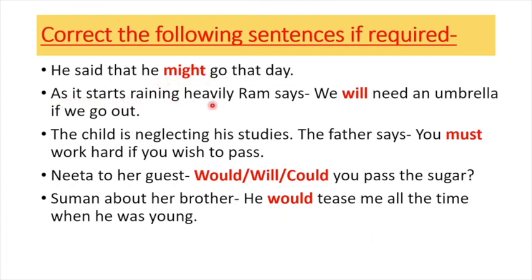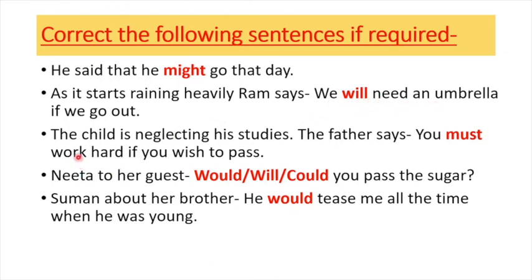As it starts raining heavily, Ram says, we will need an umbrella if we go out. In the question sentence, we had might. Why might? Might denotes that there is little possibility we will need an umbrella. But here it is already raining heavily. So we must talk with certainty and say we will need an umbrella if we go out. It denotes we will certainly need an umbrella.